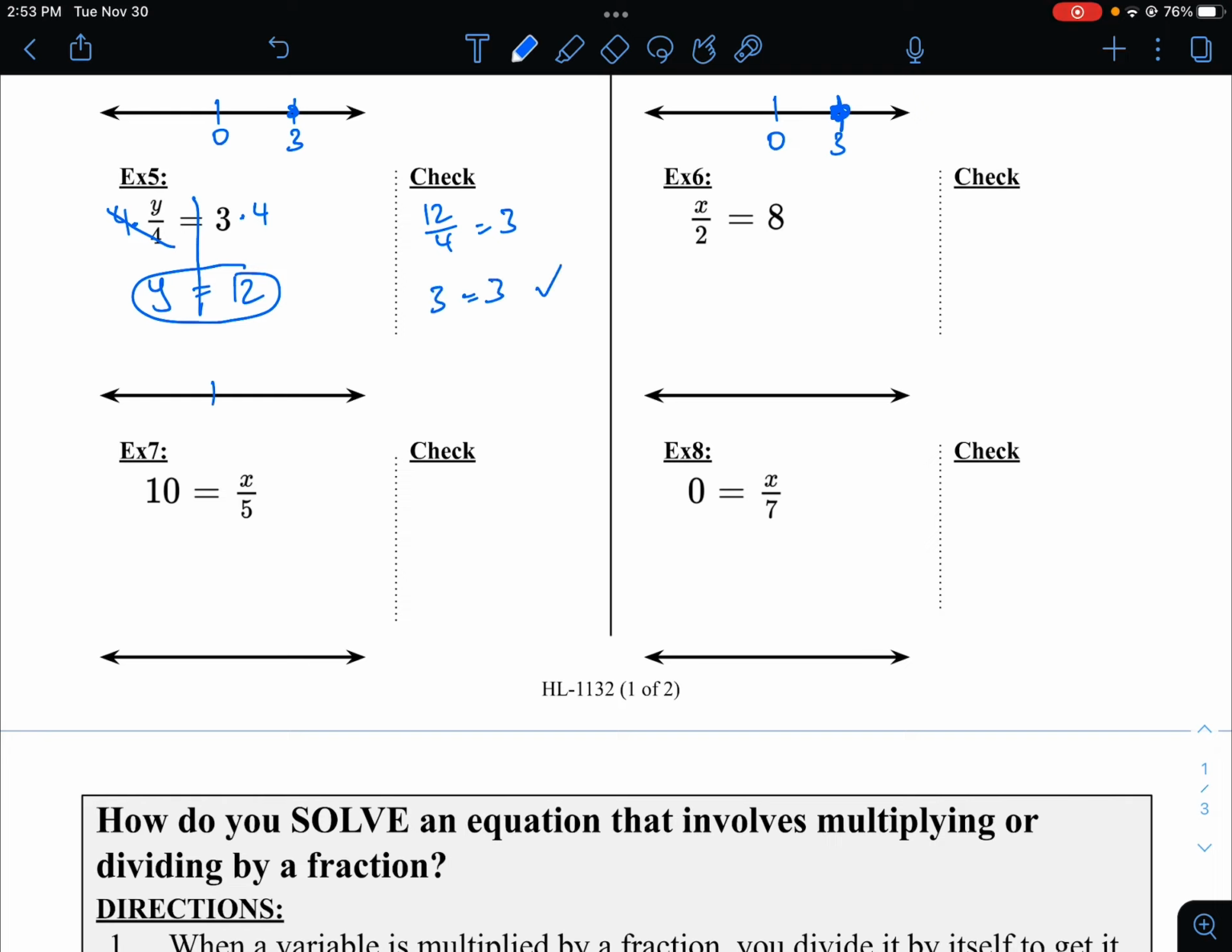How do I graph 12? Well, 0 goes right here. 12 is somewhere up there. Graph that. All right, let's take a look at 6. x divided by 2 equals 8. What divided by 2? Well, let's just do our algebra.